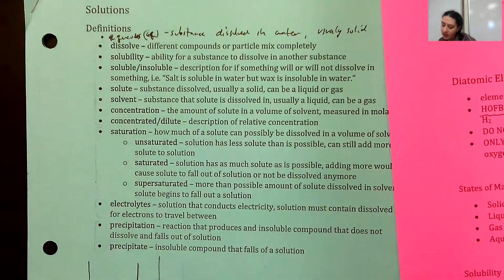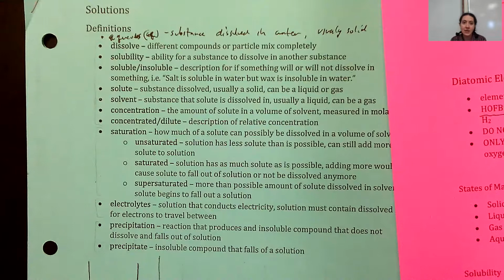So an aqueous substance is something that is dissolved in water. Dissolving means that different compounds or particles mix completely and become completely homogeneous, so you can't see the difference between them. Solubility is how much a substance will dissolve in another substance. If something is soluble in water, it means that it dissolves in water. If it's insoluble in water, it means that it won't dissolve in that substance. Generally, we're talking about water, but sometimes we dissolve liquids, compounds, or things in other liquids or gases even. You can dissolve gases together. You can dissolve gases into water or into other liquids.